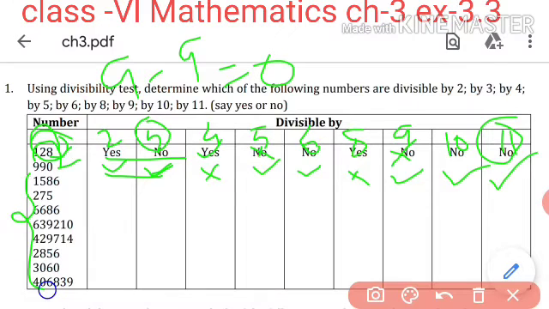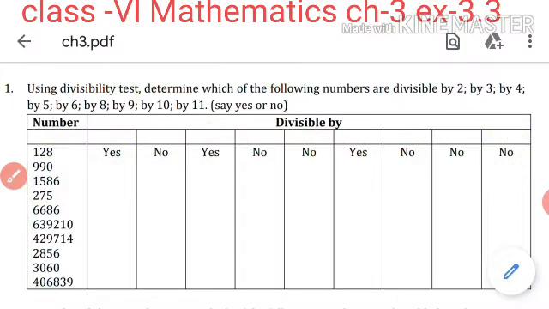In this way, you have to find the divisibility values for all these numbers. This question will be homework. You have to try to divide all these numbers by 2, 3, 4, 5, 6, 8, 9, 10 and 11. If they are divisible, then you have to write yes. If they are not divisible, you have to write no. So this table you will do by yourself. Now next question.